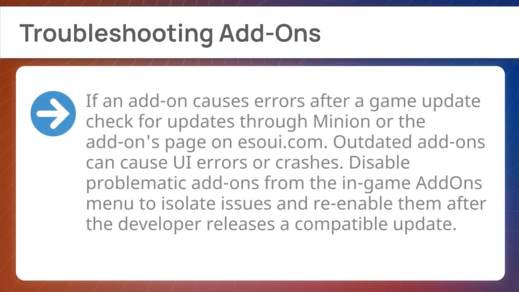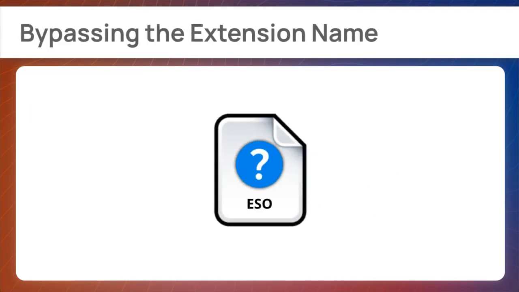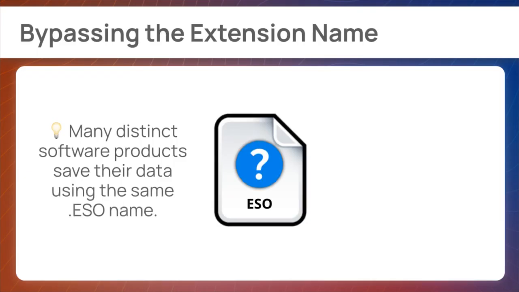Finally, troubleshooting add-ons. If an add-on causes errors after a game update, check for updates through Minion or the add-ons page on SOE.com. Outdated add-ons can cause UI errors or crashes. Disable problematic add-ons from the in-game add-ons menu to isolate issues and re-enable them after the developer releases a compatible update.